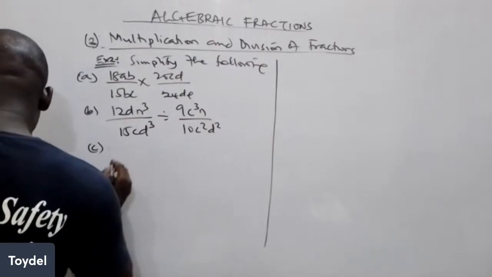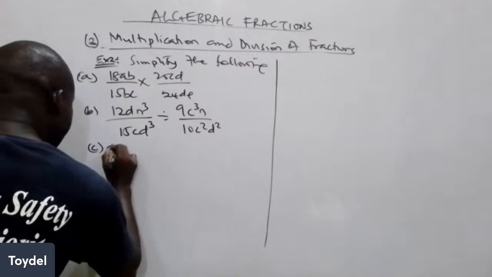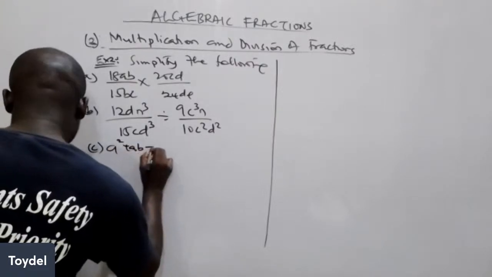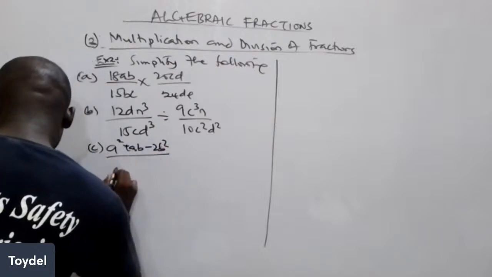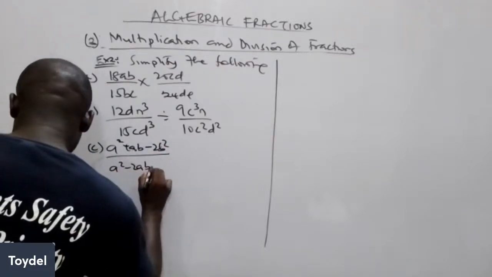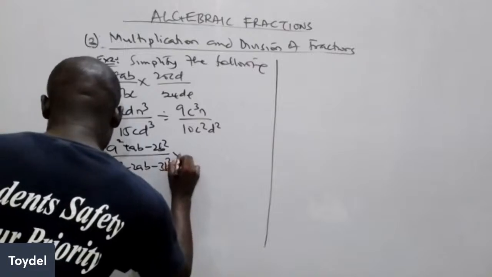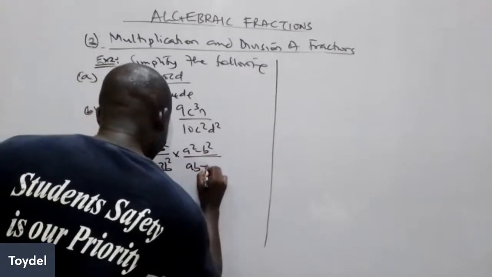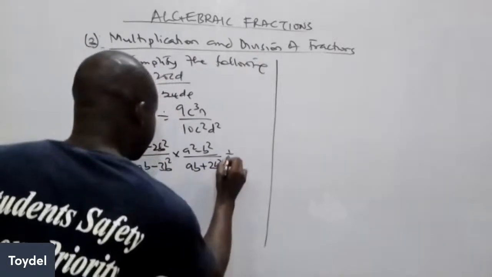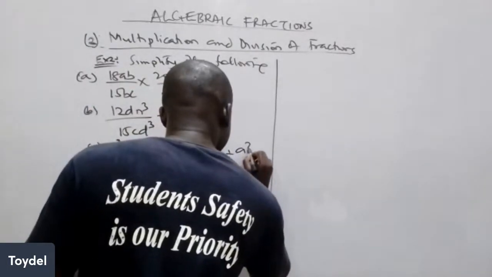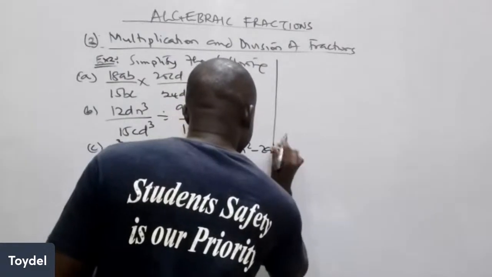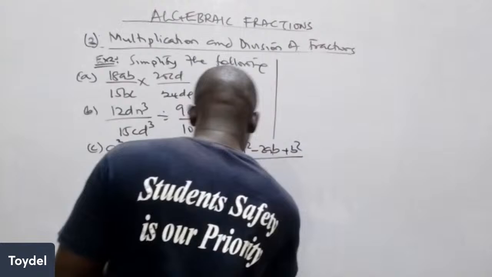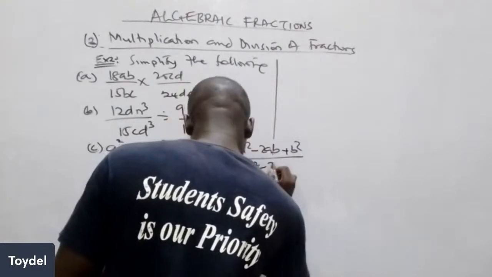Then we take the third example under this. And that third example, we have a combination of everything. We have a squared plus ab minus 2b squared all over a squared minus 2ab minus 3b squared times a squared minus b squared all over ab plus 2b squared divided by a squared minus 2ab plus b squared all over a squared minus 3ab.